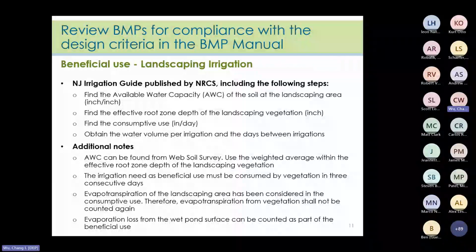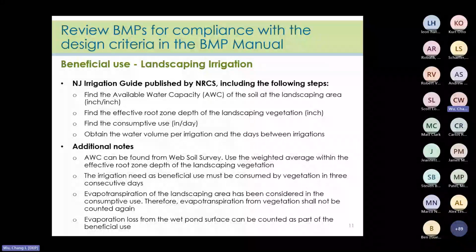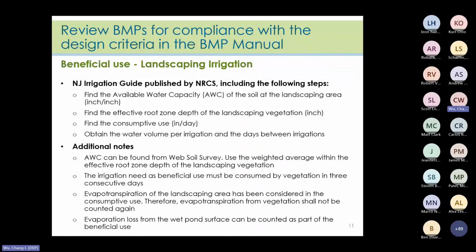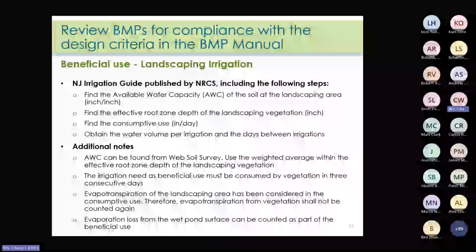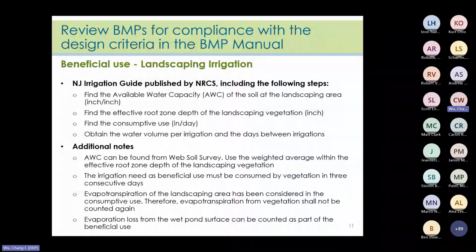And I want to talk about the beneficial use. The beneficial use of a GI wet pond is often landscaping irrigation. And the method to estimate irrigation use should be based on some reasonable assumptions. You cannot readily assign a value such as 1 inch per acre per day to calculate the irrigation use.